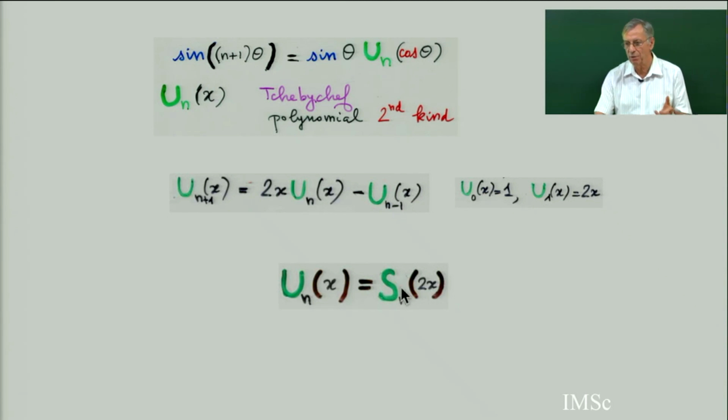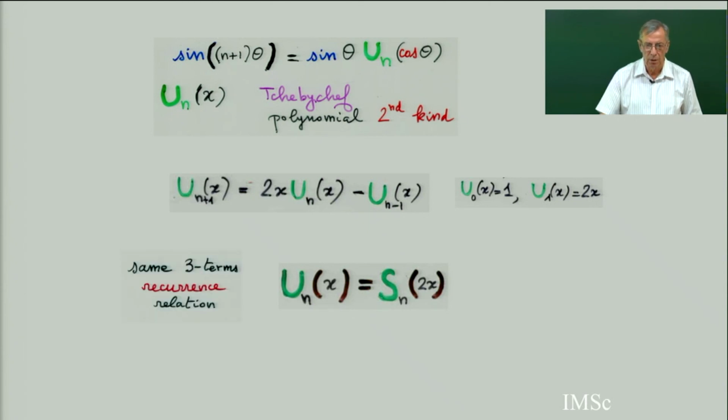So I claim that I have a combinatorial interpretation of this simple orthogonal polynomial, Chebyshev second kind, by giving the matching diamonds on the segment. Analogous, not exactly the same, but an analogous three-term recurrence.